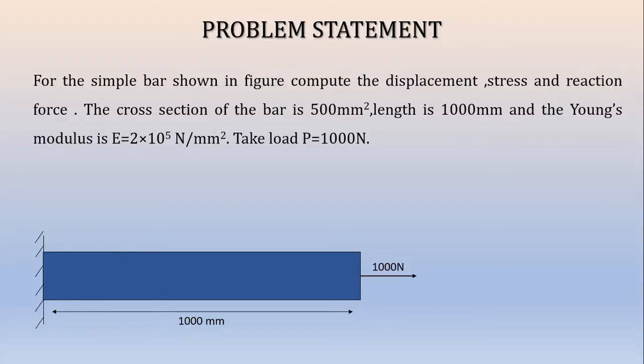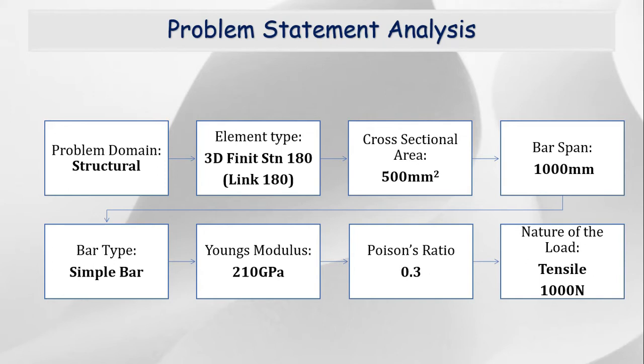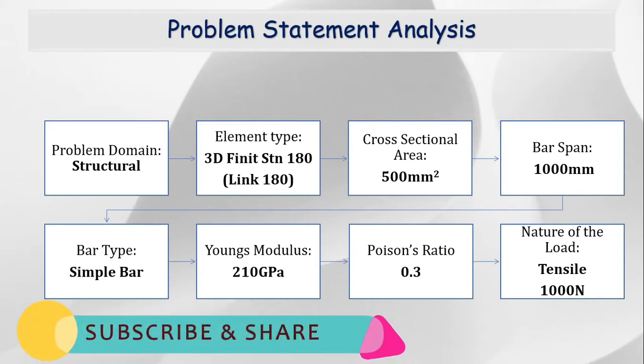The cross-section of the bar is 500 mm square while its length is 1000 mm. The Young's modulus of the bar is 210 GPa or 2 into 10 to the power 5 Newton per mm square. The load which is acting on the bar is 1000 newtons. We shall be using these data to compute the stress, displacement and the reaction force for the simple bar as shown in the figure.